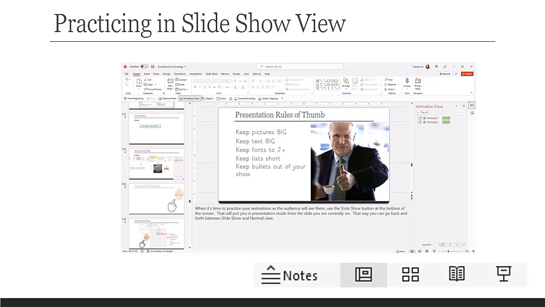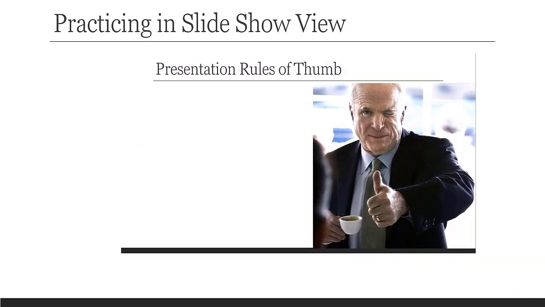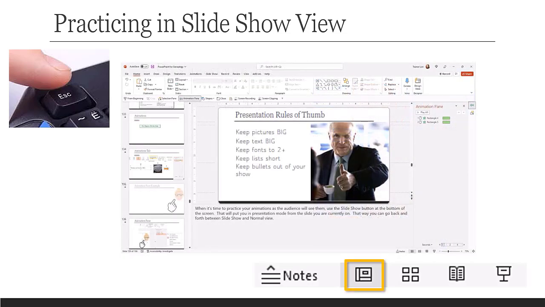When it's time to practice your animations as the audience will see them, use the slideshow button at the bottom of the screen. That will put you in slideshow view from the slide you are currently on, so you can see your animation with clicks. Then hit the escape button to go back to normal view.